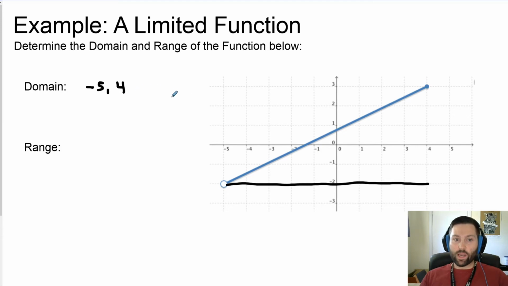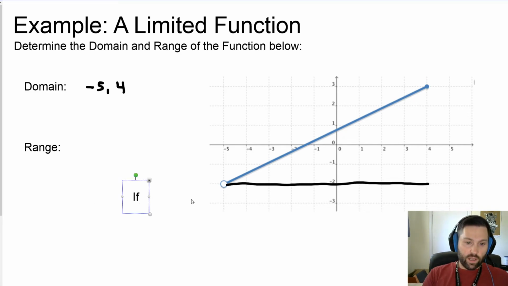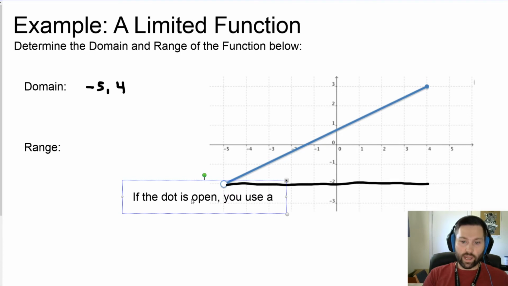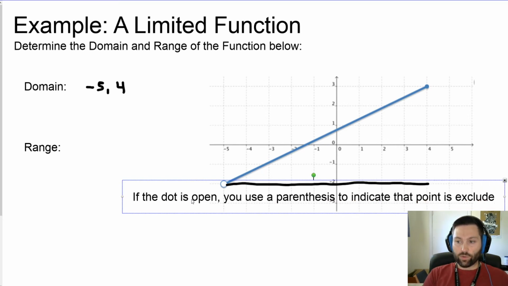But I have to be careful. And so I do need you to make sure that you remember this. So I'm going to put it down here with some text. If the dot is open, you use a parentheses to indicate that point is excluded.